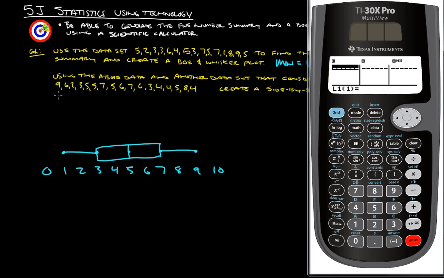All right, and then now we're going to enter in all this data here. Once you have all that data in there, we can go back into second data, one variable stats again. Again, the data is in list 1. The frequency for each one of those is 1, and we're going to calculate. This one up here had 15 pieces of data. This has 17 pieces of data. That's totally fine. You can put them on the same side-by-side box and whisker plot.